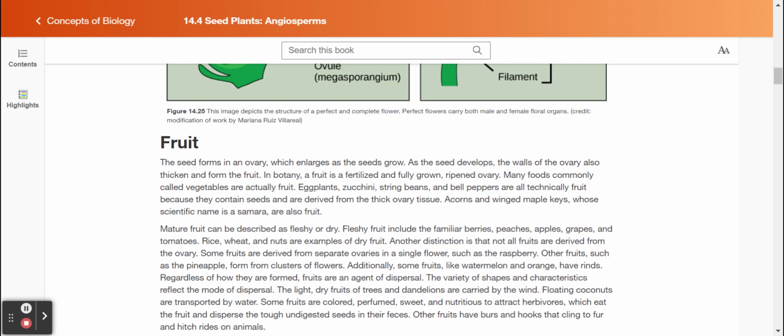Fruit. The seed forms in an ovary, which enlarges as the seeds grow. As the seed develops, the walls of the ovary also thicken and form the fruit. In botany, a fruit is a fertilized and fully grown, ripened ovary. Many foods, commonly called vegetables, are actually fruit. Eggplants, zucchini, string beans, and bell peppers are all technically fruit because they contain seeds and are derived from the thick ovary tissue. Acorns and winged maple keys, whose scientific name is samara, are also fruit.